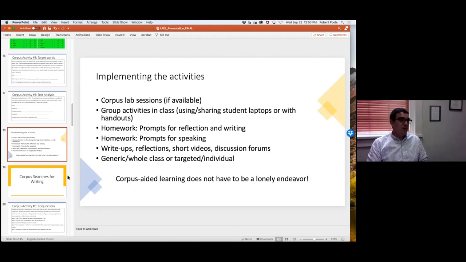And a point that I've made once or twice and want to emphasize again, that corpus-aided learning does not have to be a lonely endeavor, right? We can certainly facilitate pair work, small group, discussion forums. There are certainly things we can do to create more interaction. Okay, so that's just some ideas and activities for corpus searches for vocabulary.